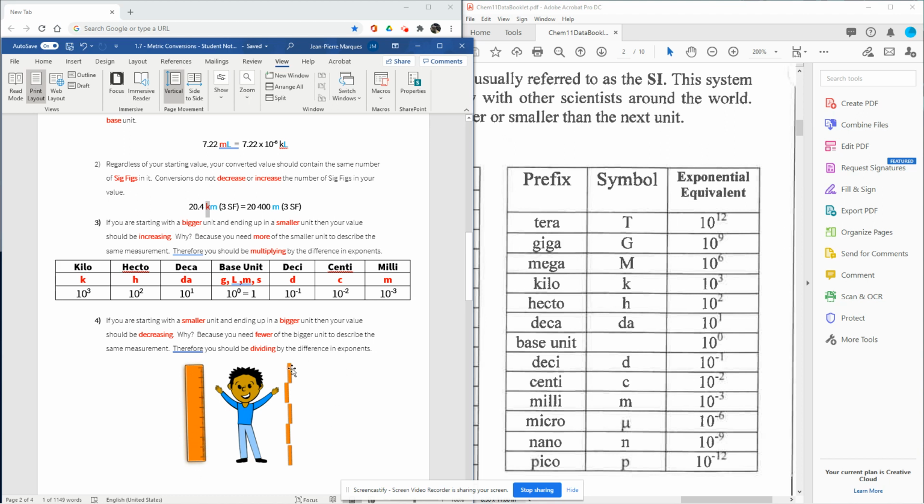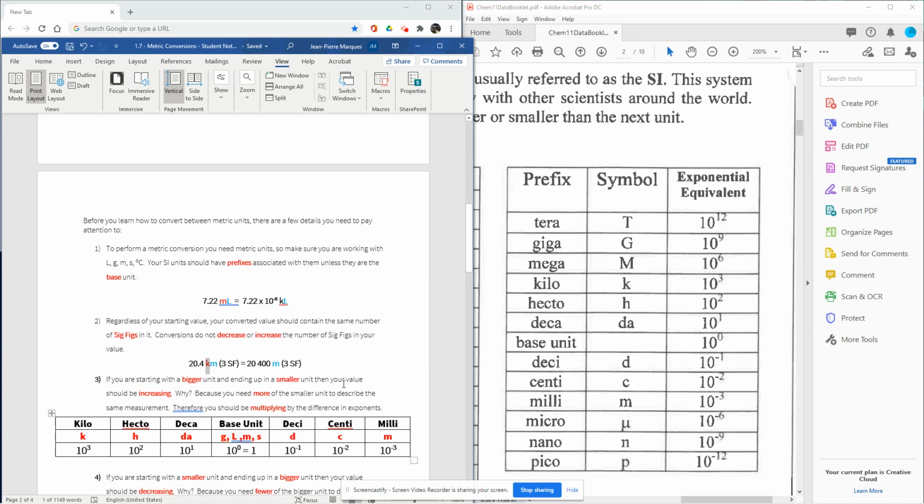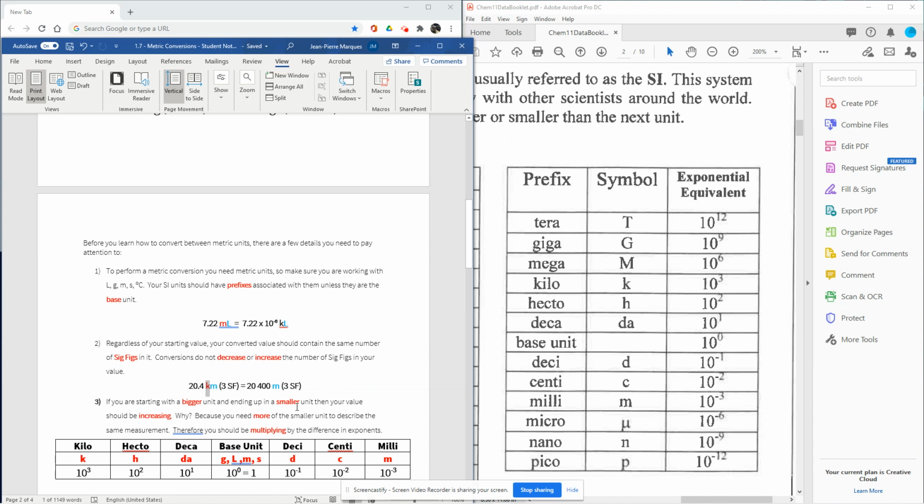If I take a smaller unit and I measure the student, you'll notice I will need more of the smaller unit to measure that student the exact same height. Why? Because smaller units are worth less. Therefore, I need more of them to describe the same amount of something. Okay, so anytime you go from a bigger unit to a smaller unit, your number is going to increase. Because again, you need more of the smaller unit to describe the same measurement. Therefore, anytime you go from a big unit to a smaller unit, you are going to be multiplying by the difference in the exponent. And we will talk about that today.